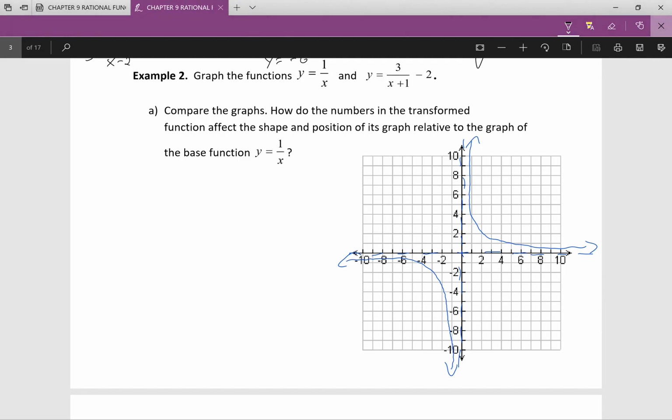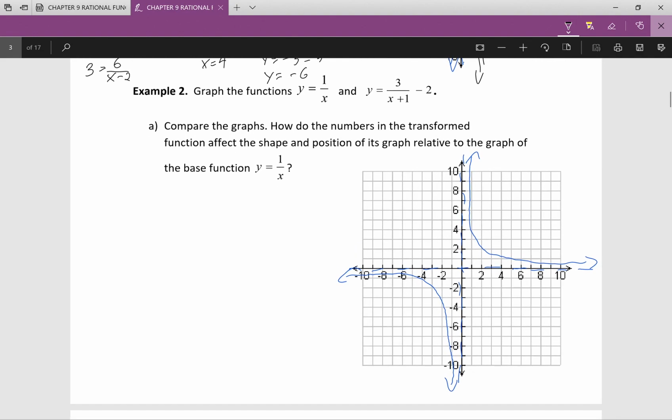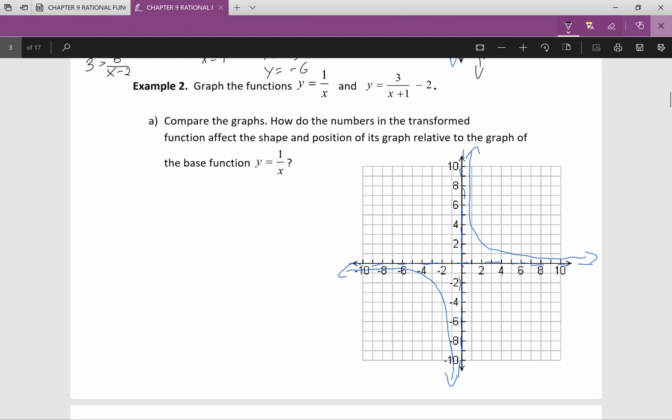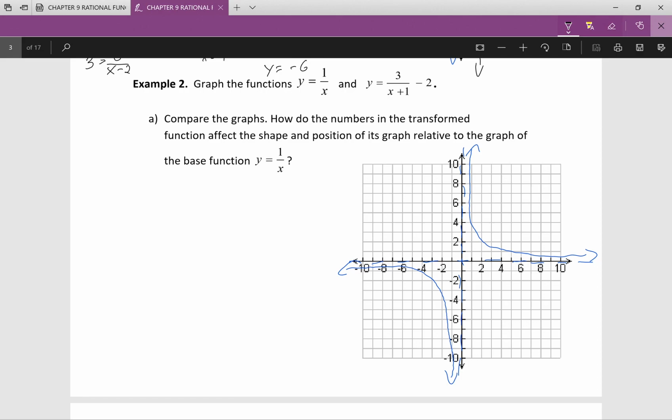Here we go. We want to graph the functions y equals 1 over x and y equals 3 over x plus 1 minus 2. Compare the graphs. How do the numbers in the transformed function affect the shape and the position of the graph relative to the graph of the base function? So, you guys will notice I already have y equals 1 over x plotted right here in blue. What we're going to do is we're again just going to shift the crosshairs and then talk about what this graph is going to look like.